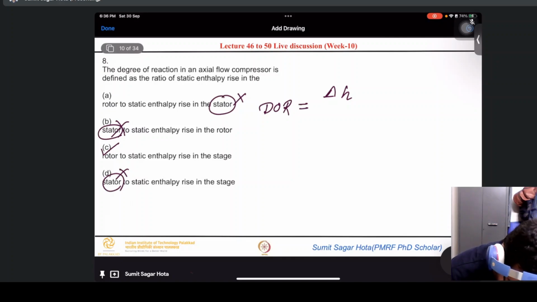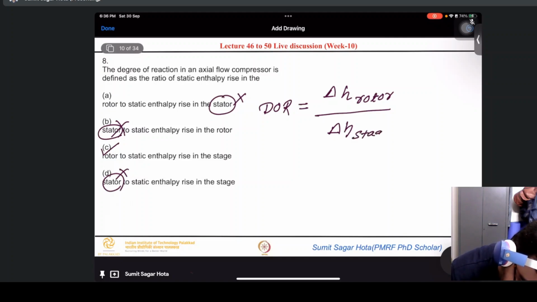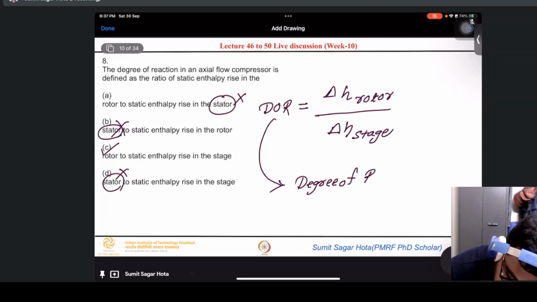So the answer is the enthalpy rise in the rotor divided by the enthalpy rise in the stage. DOR is your degree of reaction. The answer is C.